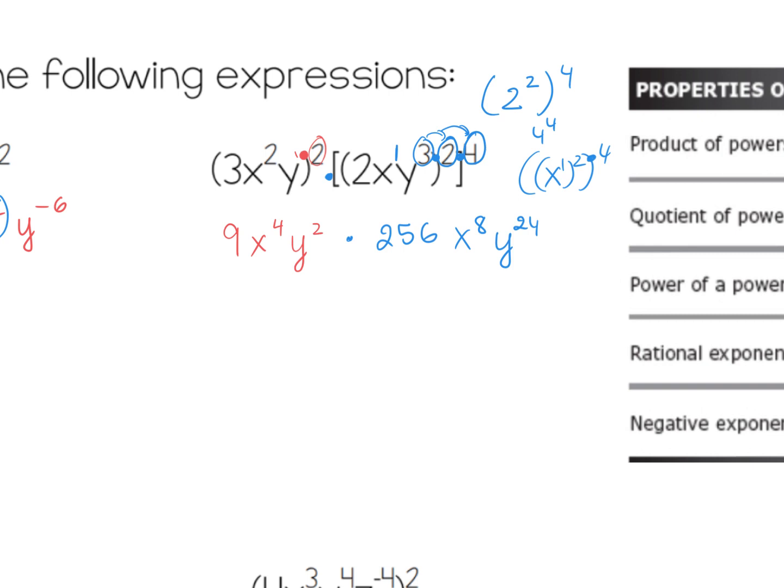All right, next will be multiply. So we multiply the coefficient. You got 2,304. X to the power of 12, you add them up. And y to the power of 26.